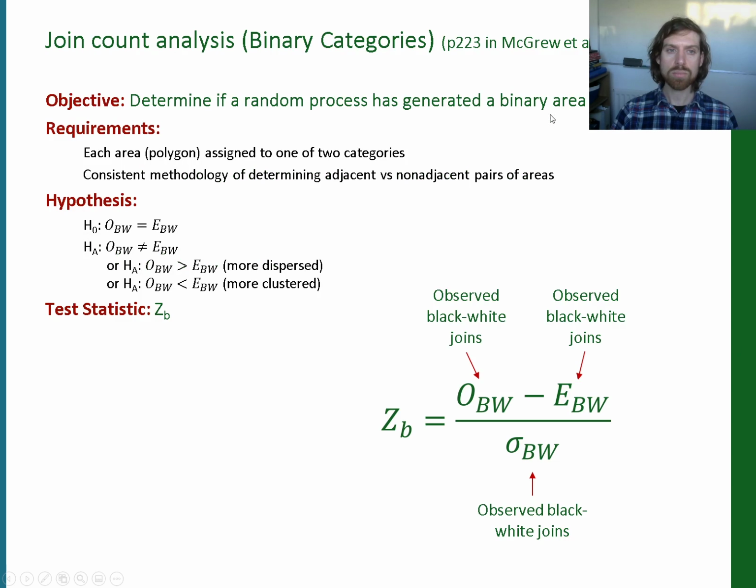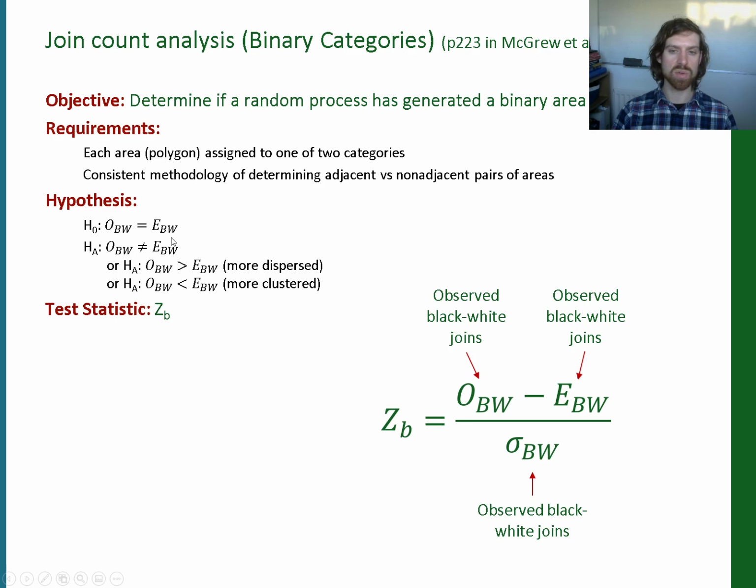Okay. So join count analysis, so this is for binary categories, is actually an example within the book on page 223, which you're able to go and look at. And the point here is to determine if a random process has generated a binary area pattern. So we have some requirements. So we need each area to be a polygon, which can be assigned in a binary way to one or two categories. We need a consistent methodology for determining how proximate, so adjacent, different areas are to each other. And then essentially we need to be able to state some hypotheses for what we want to test.